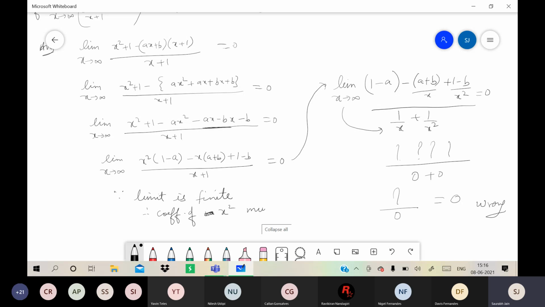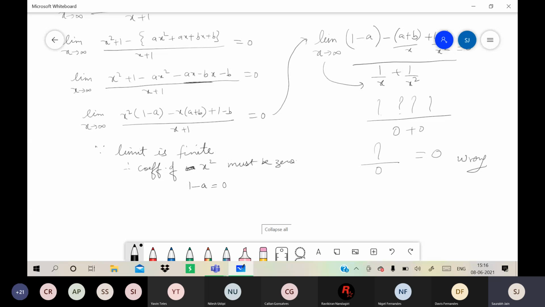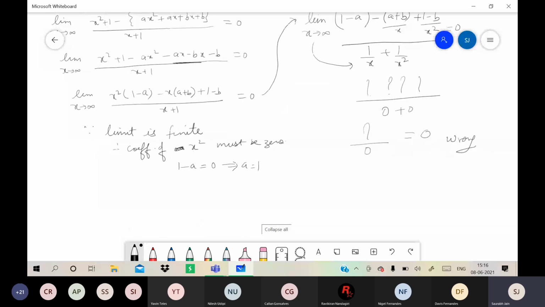Coefficient of x square must be 0. So that means 1 minus a is 0, or a equals 1. Okay. Now what will happen when you do these changes here? You get a as 1, right? Put a as 1. So this term won't be there.